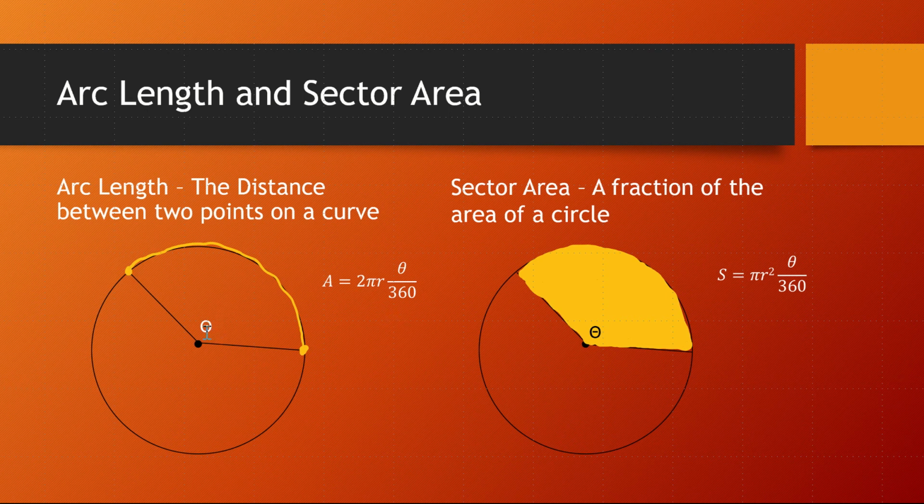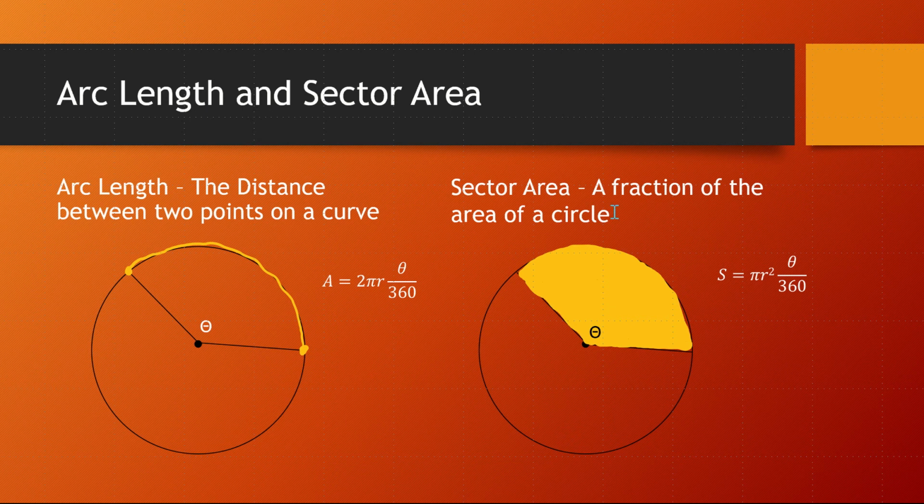This variable here is pronounced theta. It's a Greek letter, usually used to denote angles, but it's pretty much just a variable, okay? So to find the arc length, it's going to be 2 pi r, which is the equation for the circumference, times theta over 360. Okay, that's the equation for arc length.